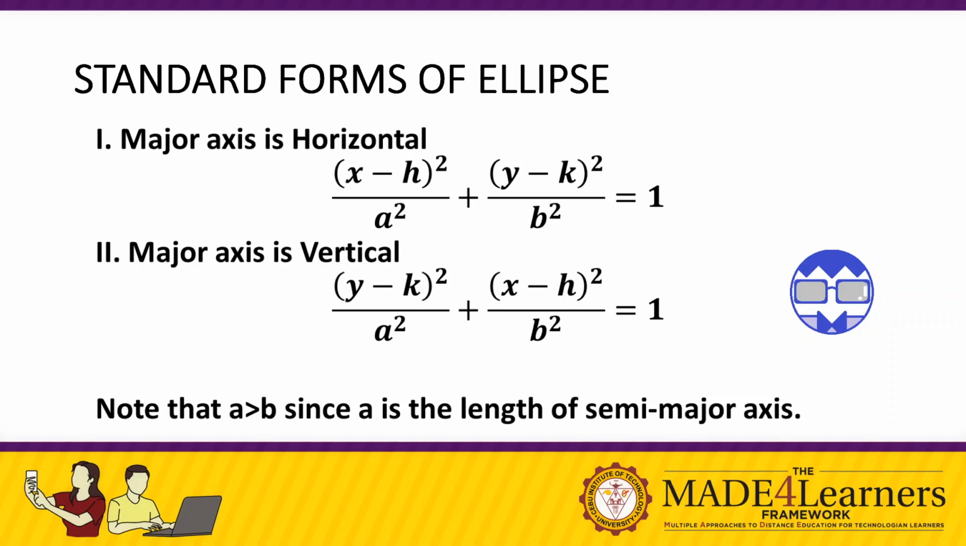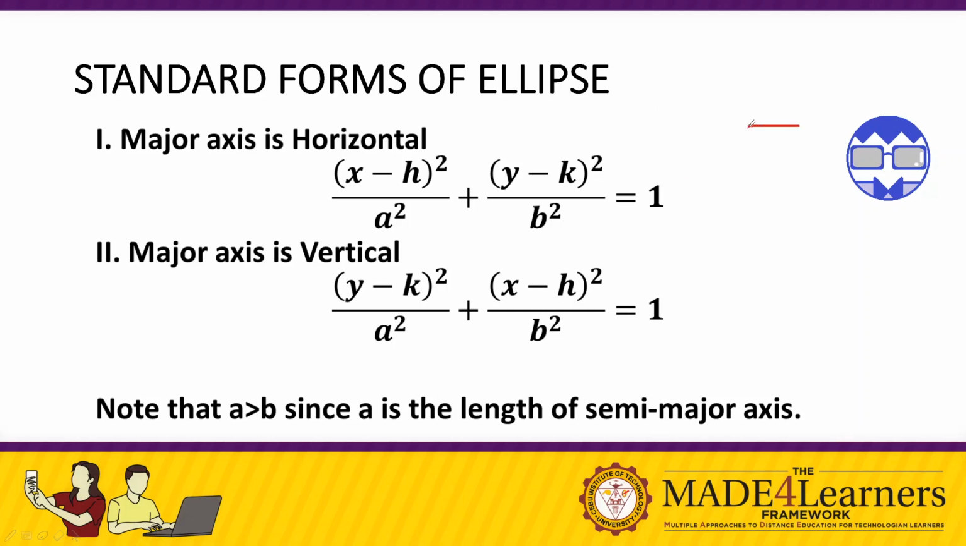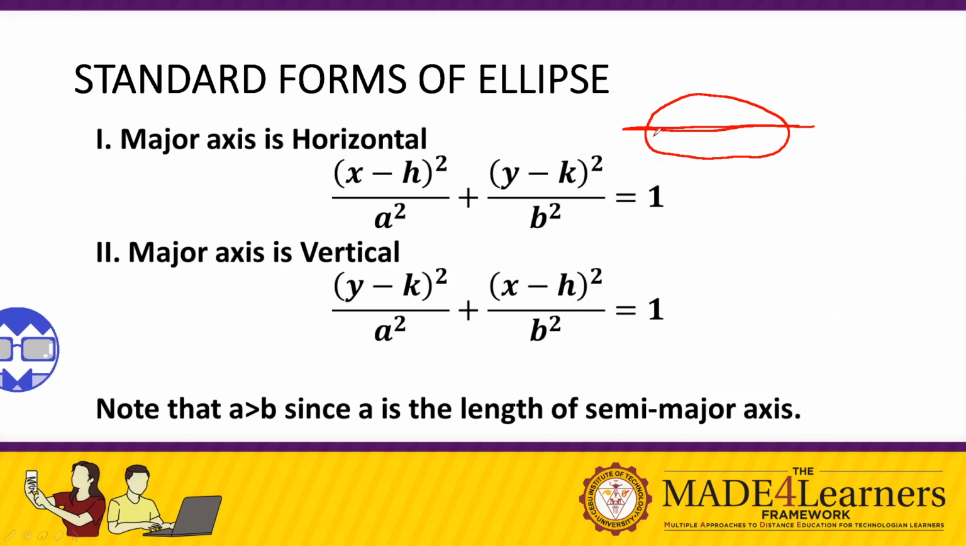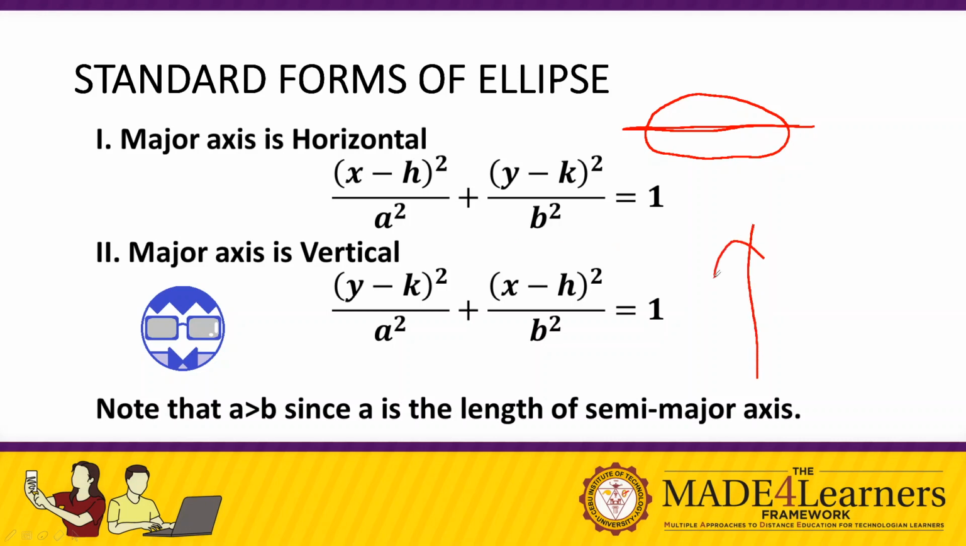There are actually two standard forms, always based on our major axis. If our major axis is horizontal, it indicates that the ellipse is also horizontal. Let's try to draw here. The major axis is horizontal, so the ellipse is horizontal. Or if the major axis is vertical, the ellipse is vertical. So these are the two equations.